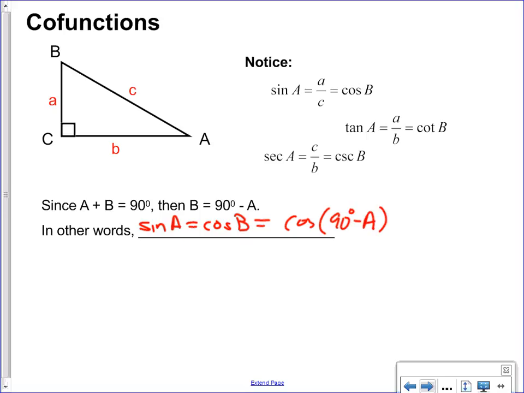So bringing these two together with the transitive property, you can say that sine A is the same thing as the cosine of 90 minus A. And that's where these come from. So sine and cosine are cofunctions, tangent and cotangent are cofunctions, and secant and cosecant are cofunctions. Basically, if you have the angle, subtract it from 90, and then you can get the cofunction of the other angle.